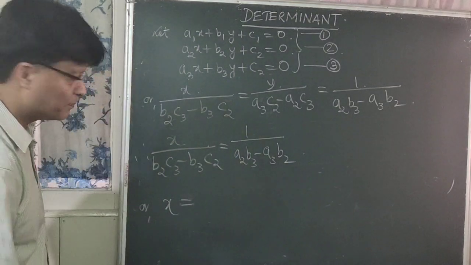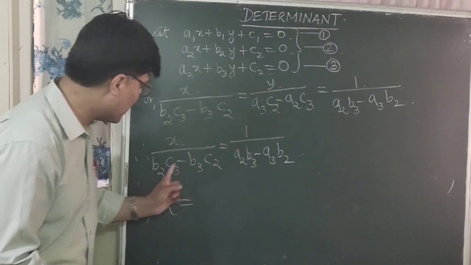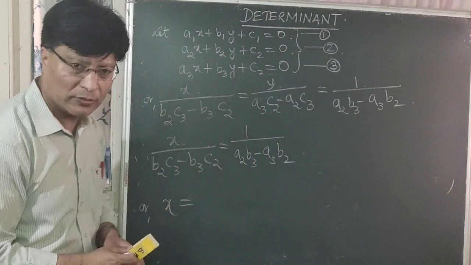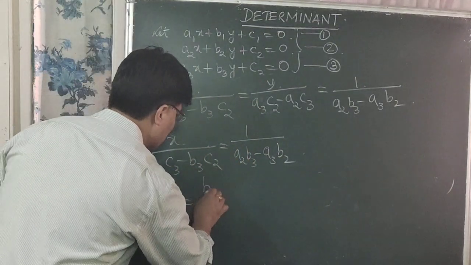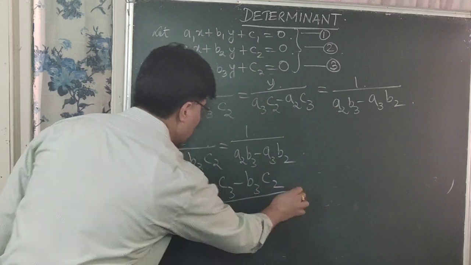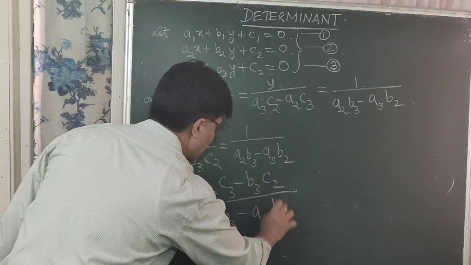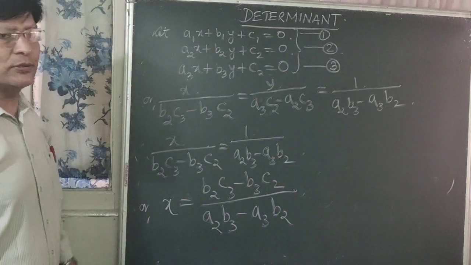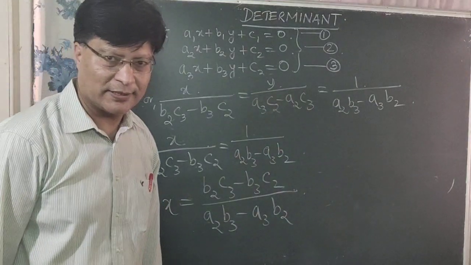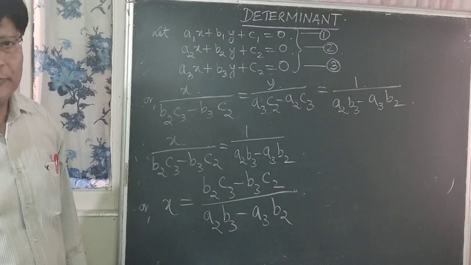X is equal to, cross multiply. You have to cross multiply this one by B2C3 minus B3C2. So on the right hand side, it will be B2C3 minus B3C2 divided by A2B3 minus A3B2. So this is the value of x. Is it clear? The value of x is done, now what value do we find? y.